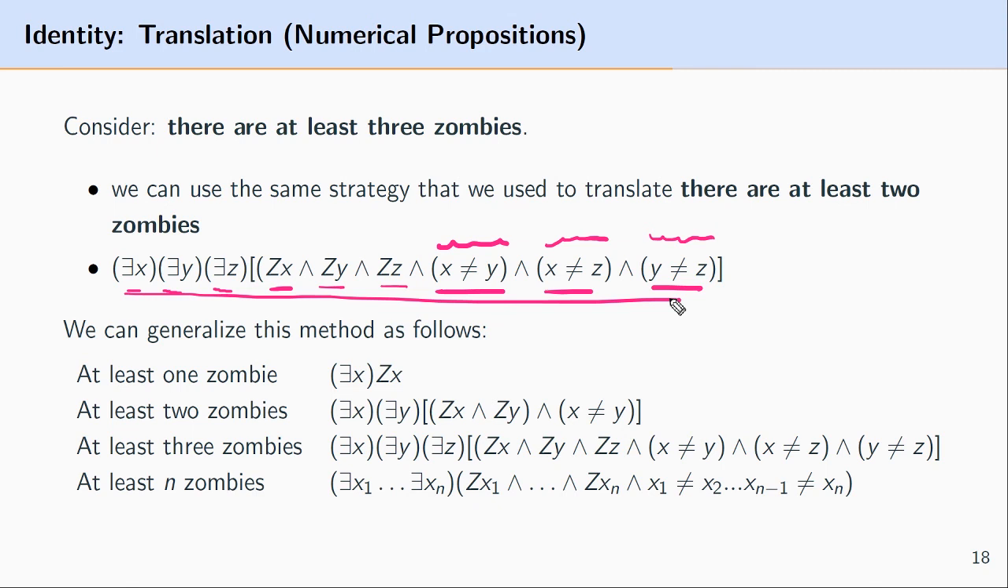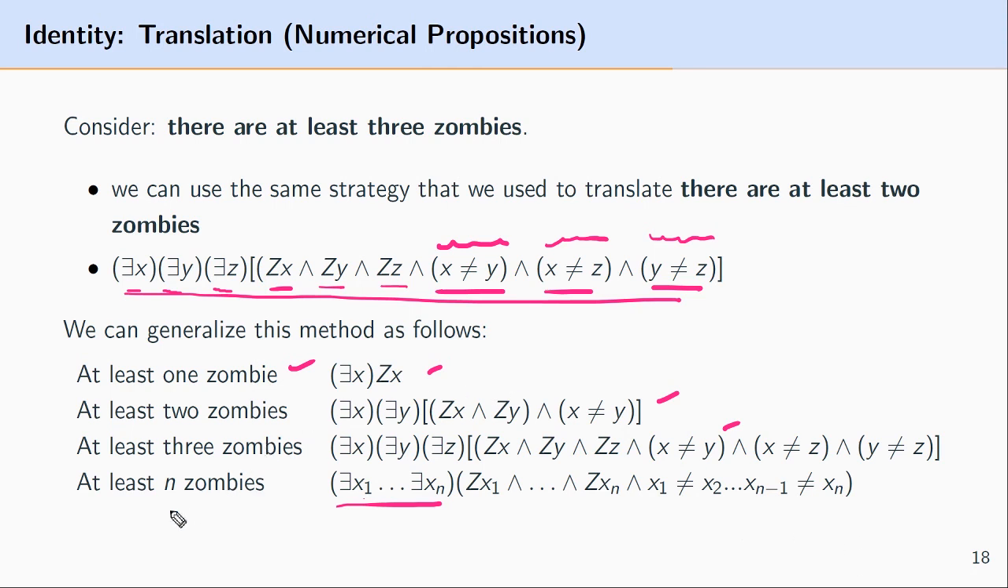And this mode generalizes. If we want to say at least one zombie, we can do this with ∃x Zx. We have our expression for two, three. And then we have a way of stating that there are at least n zombies, a way of translating this into the language of predicate logic.